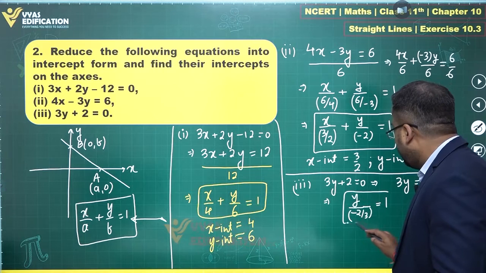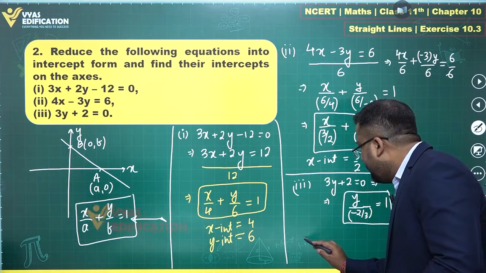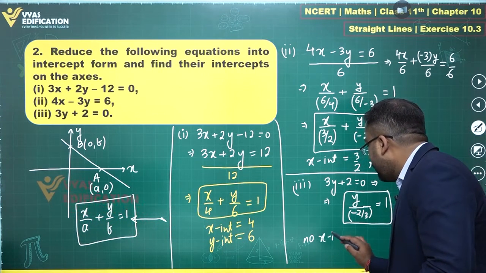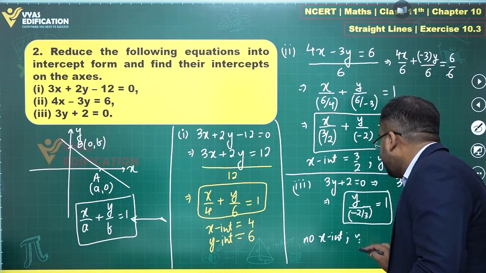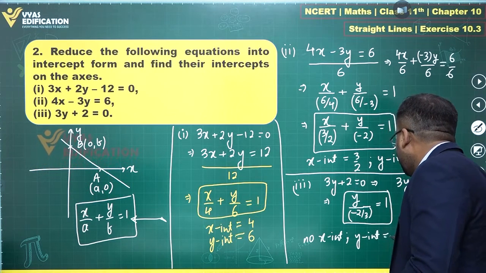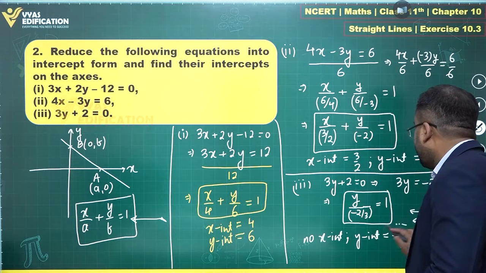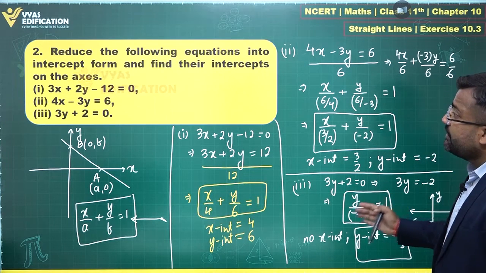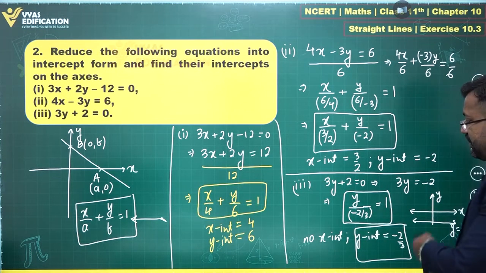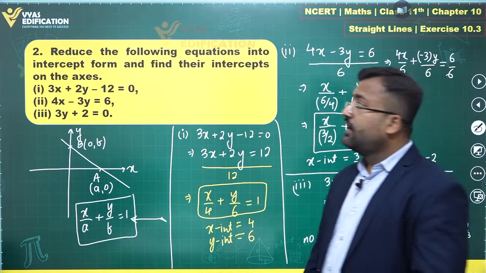This is my required intercept form, and no x-intercept. That's what you can observe. What about y-intercept? Y-intercept will be minus 2 by 3. That's my answer for this particular part over here, and that's the complete solution of this question.